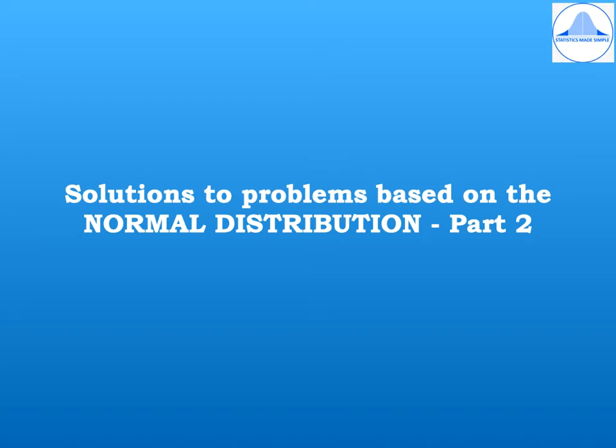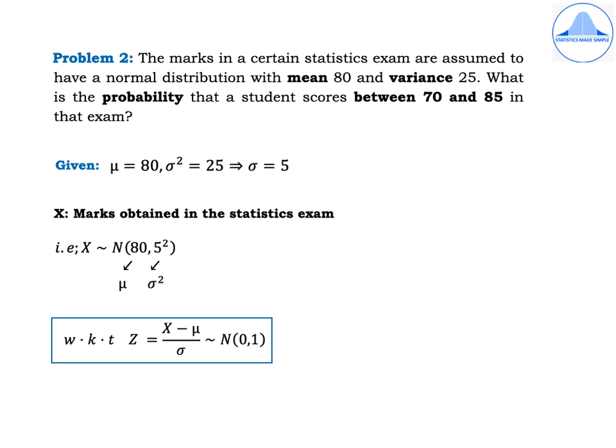In this video, we'll find solutions to problems based on a normal distribution, part 2. Problem 2. The marks in a certain statistics exam are assumed to have a normal distribution with mean 80 and variance 25. What is the probability that a student scores between 70 and 85 in that exam?